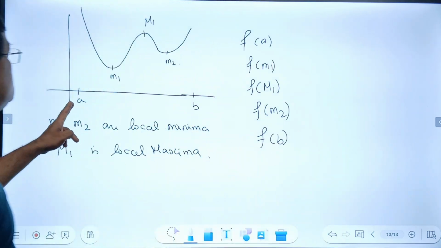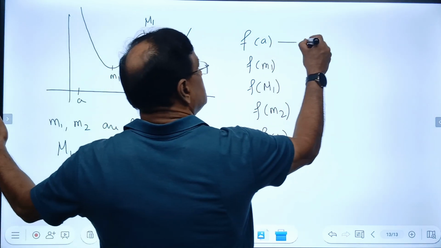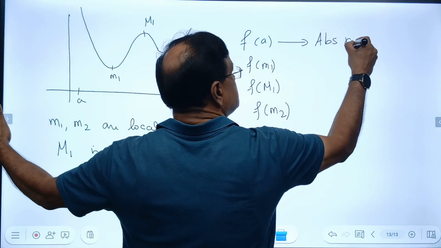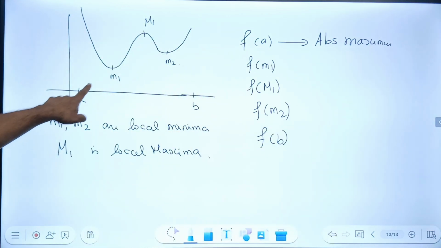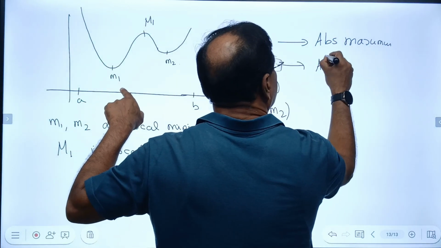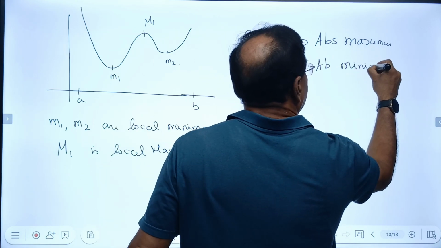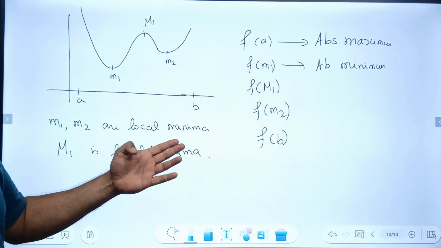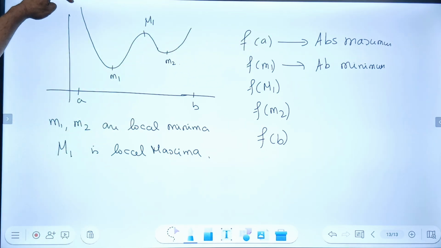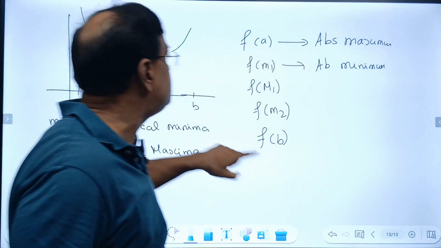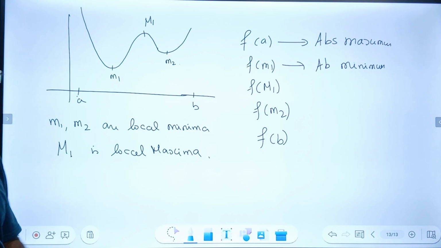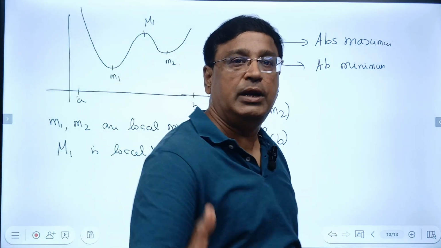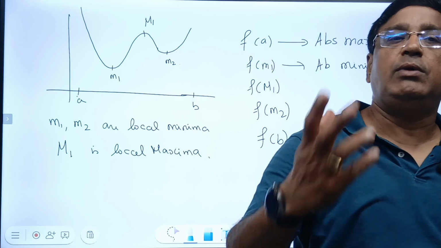Now in this, visually, which is the highest y value? This is the highest y value, therefore this is absolute maximum. Now which is the lowest y value? Here the lowest y value is at f of m1. So this is absolute minimum. So interestingly here, the absolute maximum occurs at one end point where dy by dx is not 0, whereas the absolute minimum takes place at m1 in between A and B where dy by dx is 0. So for absolute maximum and absolute minimum, it is not necessary that dy by dx must be 0.